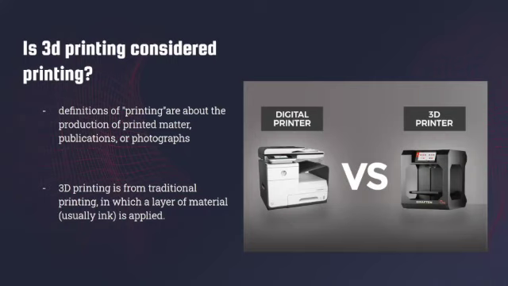So yes, 3D printing can be considered printing. The definitions of printing are about the production of printed matter, like photographs or Word documents, but none of these definitions really fits 3D printing. Although 3D printing is kind of like traditional printing, in which a layer of material like ink is used, usually when you're using a digital printer, it's so thin that you can barely see the height. What 3D printing does is basically extend it into 3D, with multiple layers instead of only one layer on a paper.